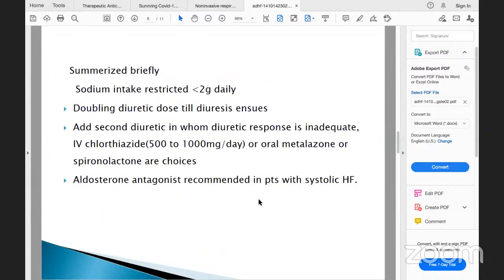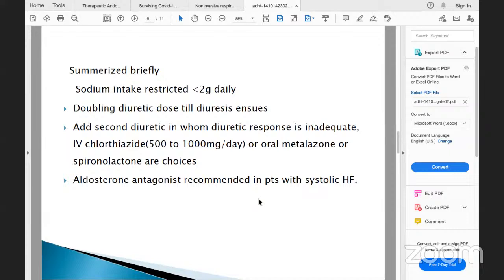So the important thing is that sodium intake should be restricted to less than 2 grams daily, doubling the diuretic dose till diuresis. So we always try to achieve a negative fluid balance in these patients, at least 700 to 800 ml or sometimes even 1000 ml. It all depends on how much overload is there.